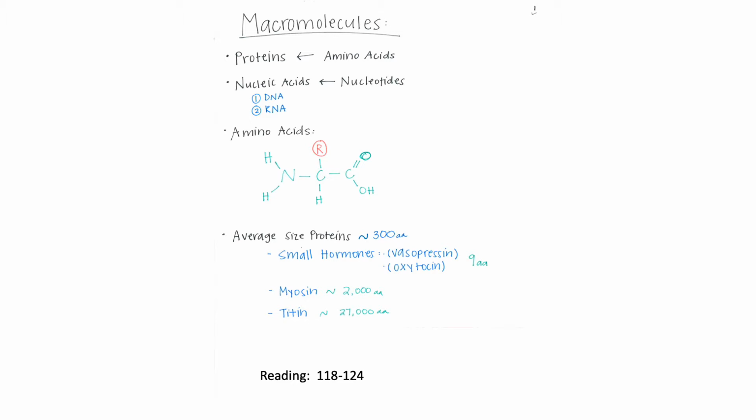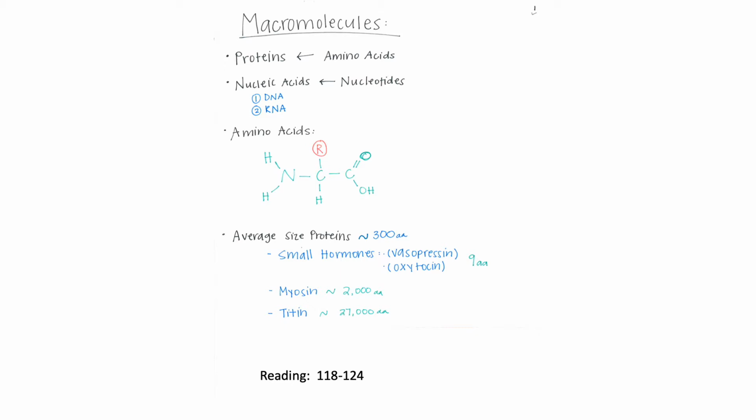Now, often we talk about proteins in terms of their size. And when we talk about the size, we're talking about the number of amino acids in a protein, and they range. An average size protein I've written is around 300 amino acids. So if you were to go into a cell and just randomly pick a protein out, chances are it would be around 300 amino acids or so.